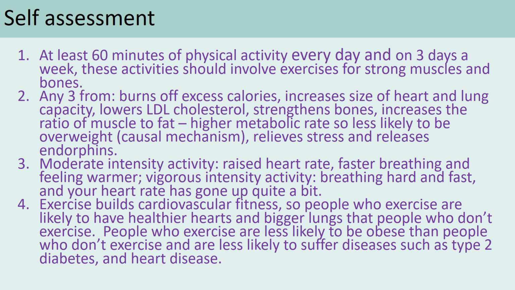Number 3 was the difference between moderate and vigorous intensity activity. So moderate intensity is raised heart rate and breathing rate and feeling warmer, whereas vigorous intensity is breathing hard and fast and your heart rate has gone up quite a bit. Examples for moderate: brisk walking, cycling, things like that. For vigorous, it's going to be the higher intensity stuff, so running and tennis, football, things like that, because you'll be running in that.